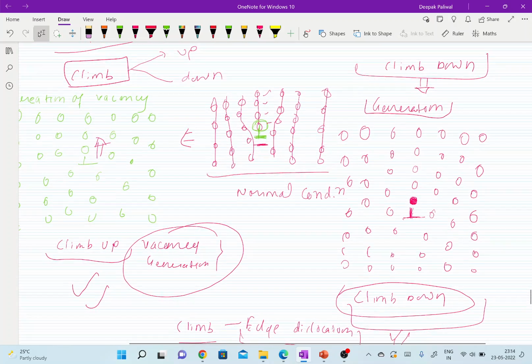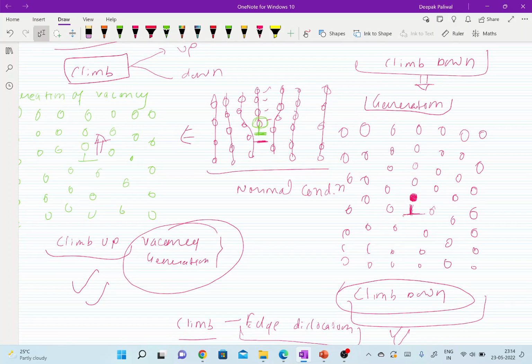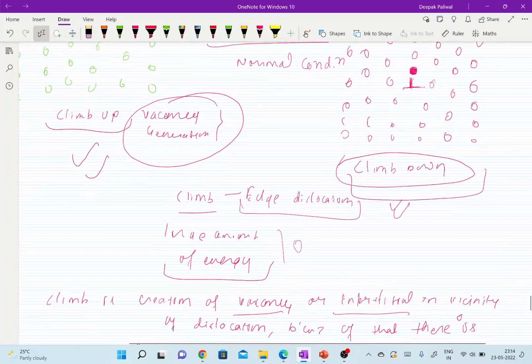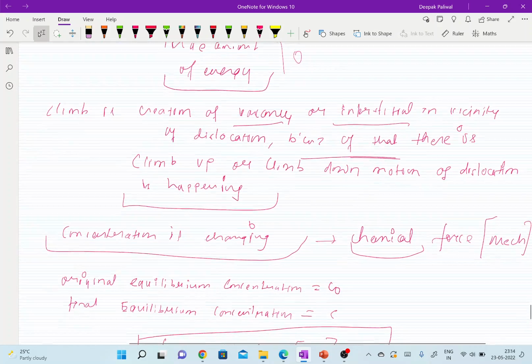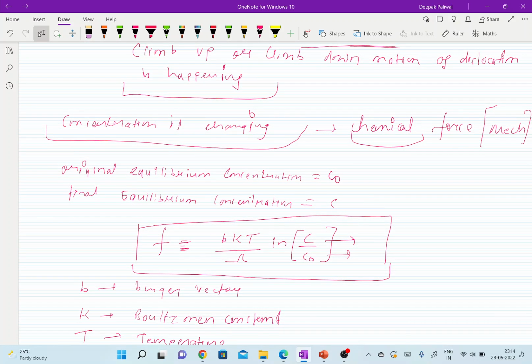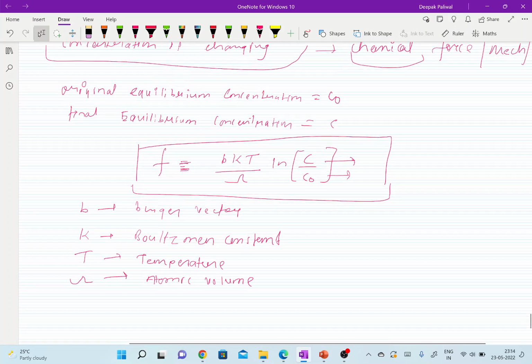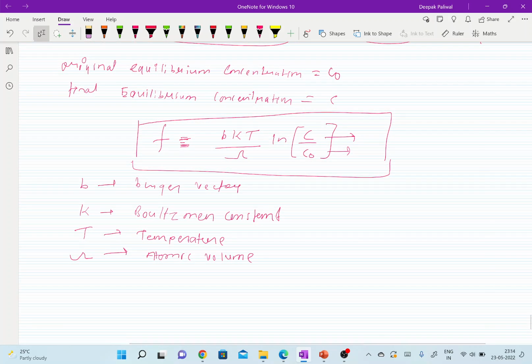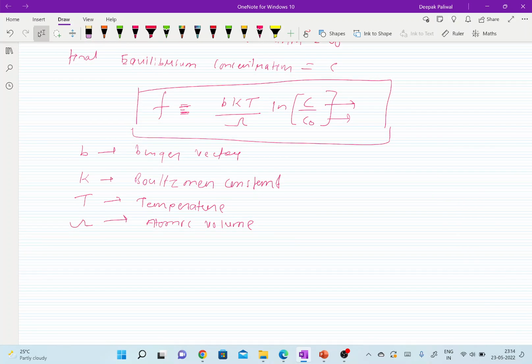Obviously when there is a generation of vacancy or interstitial atoms, there is a change in the concentration, so there is an involvement of chemical force. Obviously the up movement and down movement require mechanical forces also. So if we assume the original equilibrium concentration C naught and the final equilibrium concentration equal to C, then the chemical force, or the force required to climb, comes to the Burgers vector, Boltzmann constant, temperature divided by atomic volume multiplied by ln of concentration divided by the original concentration.